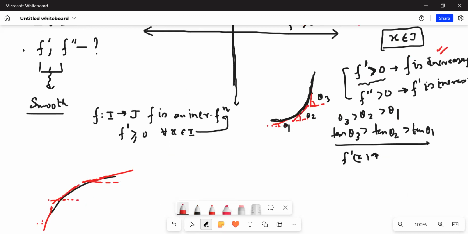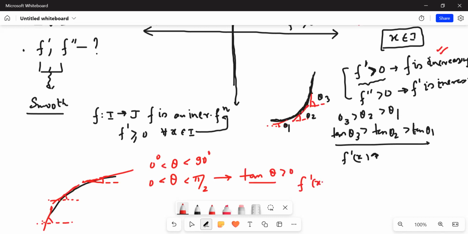You can clearly see that angles are positive. Angles are in 0 to 90. So if thetas are between 0 and 90 degrees, sorry, I've used this notation, I don't like this notation. Okay. If the angle is between 0 and pi by 2, my tan is positive. And if tan theta is positive, then it implies f dash x is positive. It implies the function is increasing.